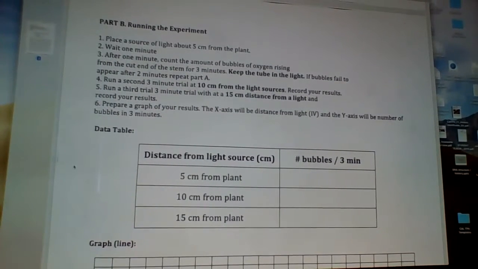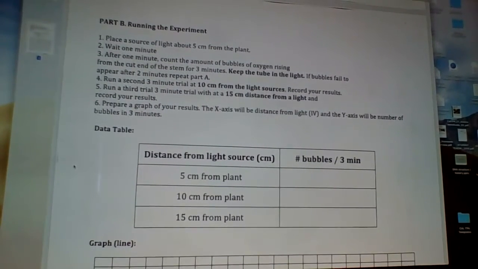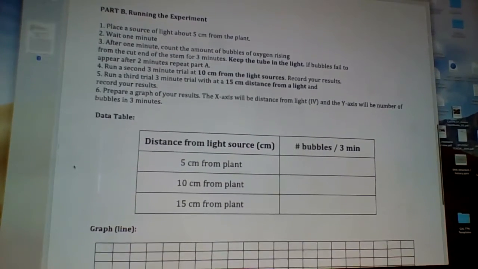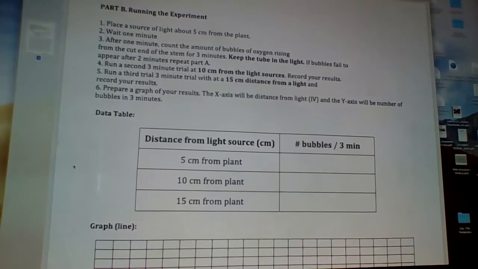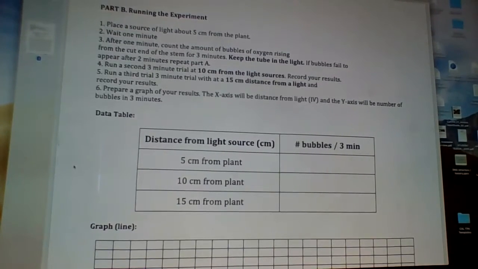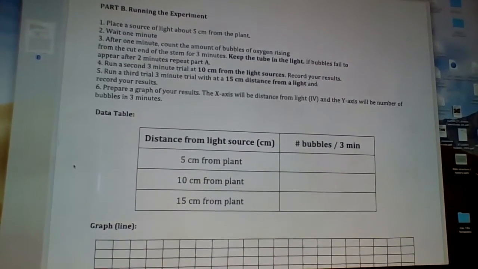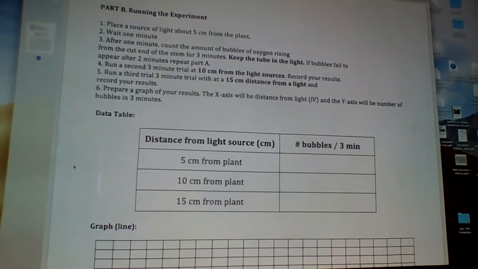Now the next part, when you're ready to begin this experiment, you're going to place a source of light about 5 centimeters from the plant. Everyone has a lamp, heat source right next to them. After you do that, you wait 1 minute, and then you count the amount of bubbles of oxygen rising from the cut end of the stem for 3 minutes. Remember, it has to be exactly 3 minutes. Keep the tube in the light. If bubbles fail to appear after 2 minutes, repeat part A.